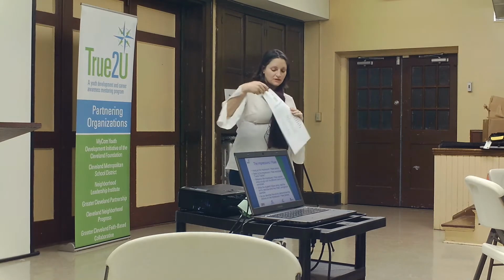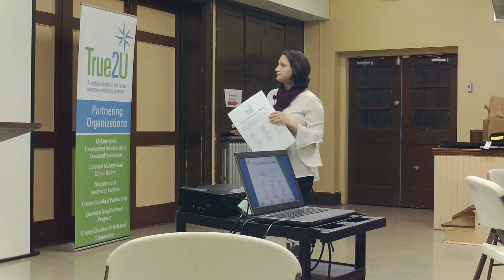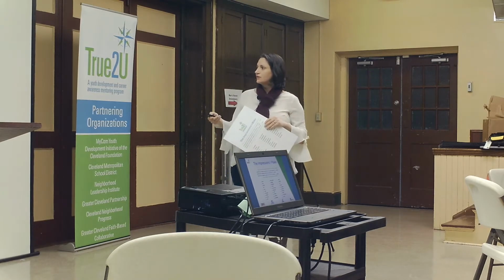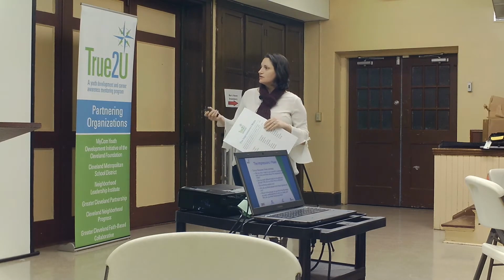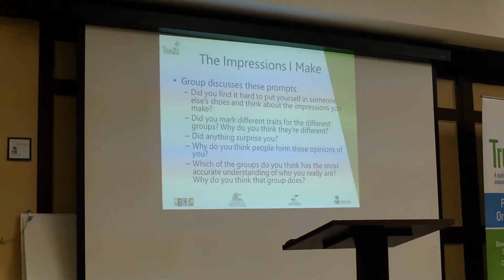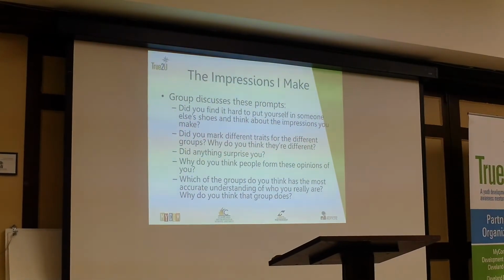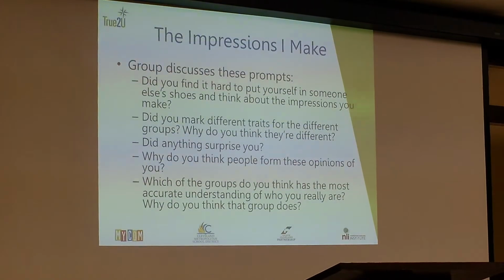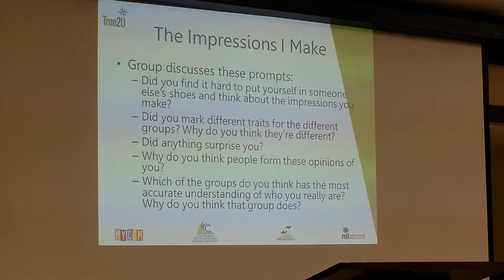So if they're doing this first sheet in their tracker, how do others perceive you? Kind of go through the list. Okay, and then you can have a group discussion. Did you find it hard to put yourself in someone else's shoes and think about the impressions you make? Did you mark different traits for different groups of people? Why do you think they're different? Did anything surprise you? Kind of just go through this conversation with them.